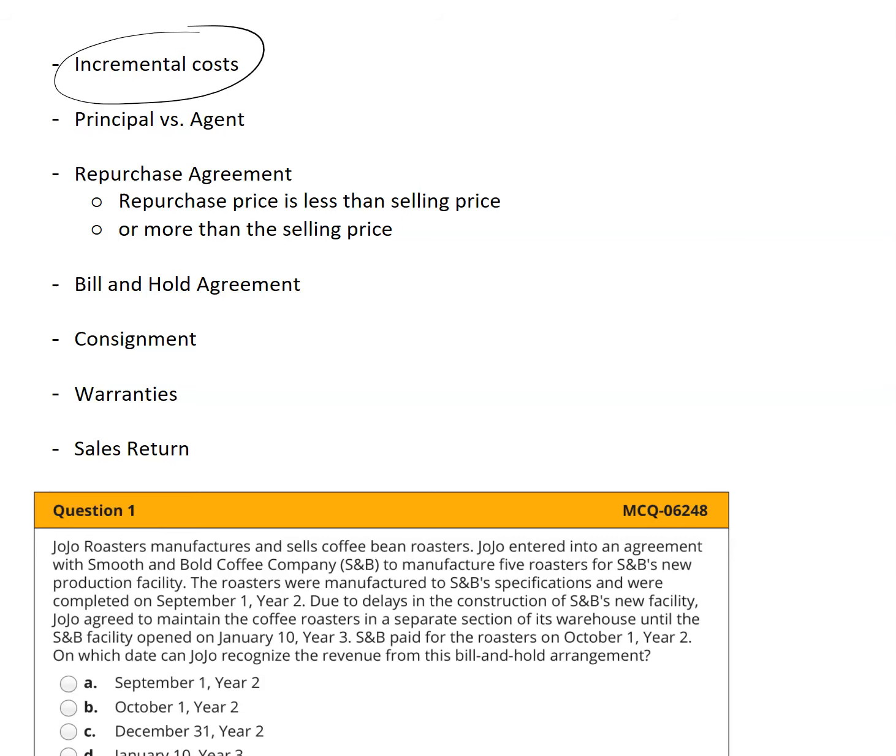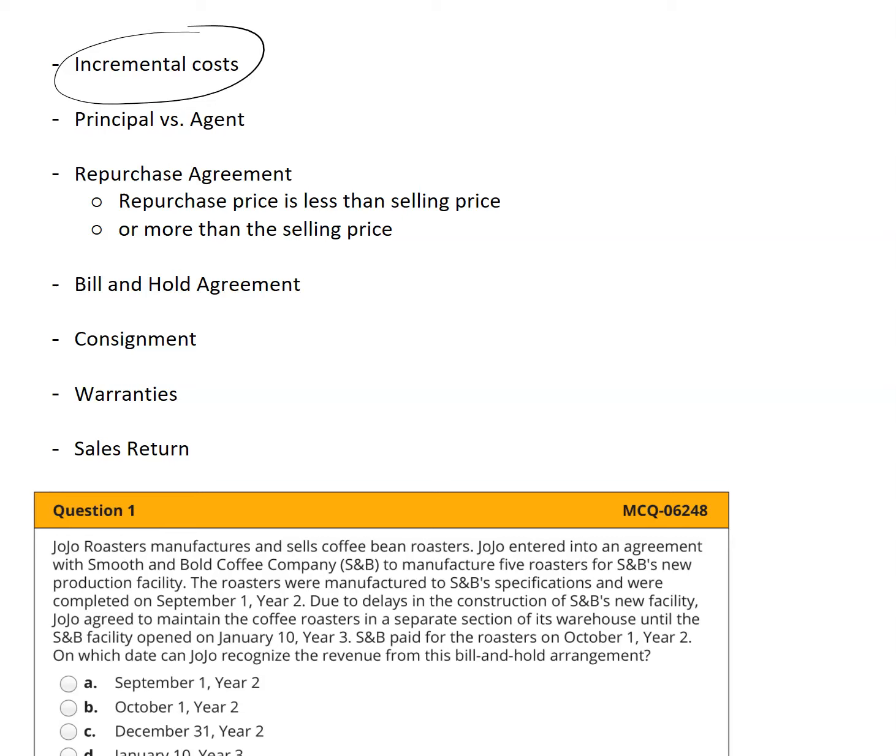If there is an incremental cost that is involved in obtaining a contract. So for example, if you want to get a customer or to win any contract, you may need to pay some additional costs. So now the question is whether you will record those costs as a regular expense or you will show those costs as an asset. So there is the rule.